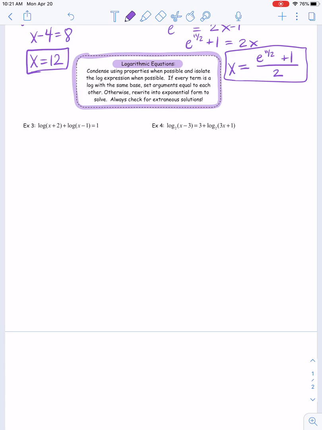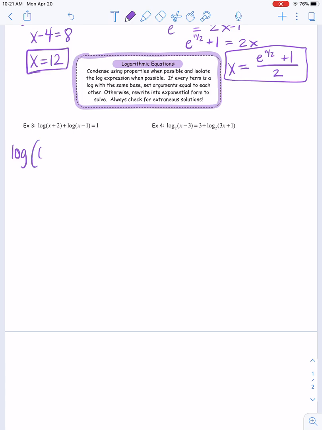Example 3, I do notice that I have the log of x plus 2 plus the log of x minus 1 is equal to 1. I don't see the bases there, which means it's an understood base of 10. They have a common base, so that means I can condense. Because those logs are being added to each other, I'm going to multiply my arguments. That's the product property. So rewriting this, I would get log base 10, which I don't have to write.